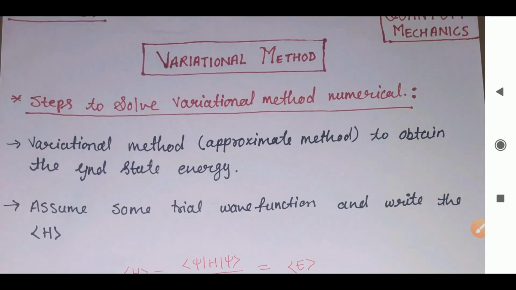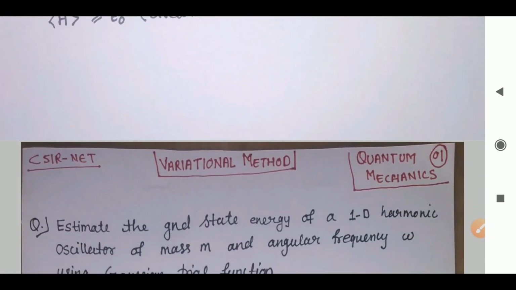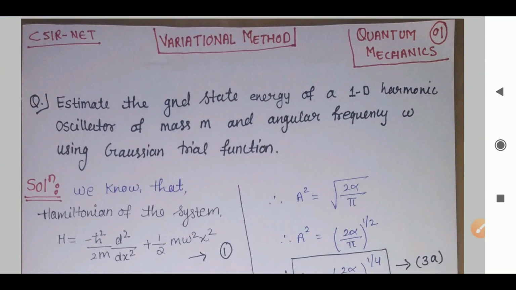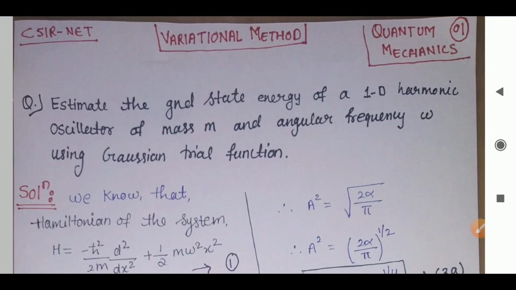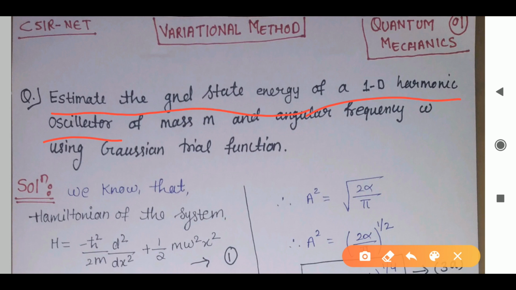Let's start with one example. It's not very difficult, you only have to remember the steps. This is also very simple. The question is: estimate the ground state energy of a one-dimensional harmonic oscillator. We have to calculate the ground state energy of a one-dimensional harmonic oscillator of mass m and angular frequency omega using a Gaussian trial function.